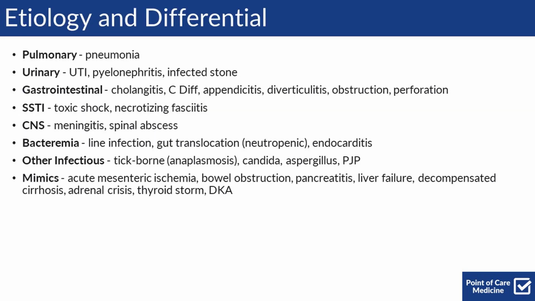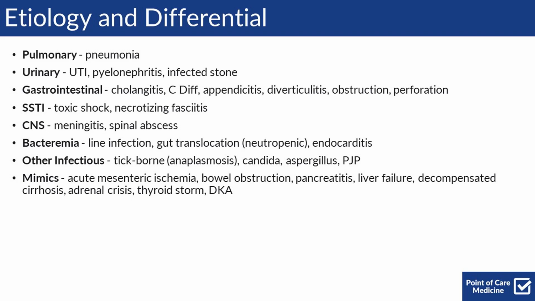For your etiology and differential for sepsis, pulmonary sources include pneumonia. Urinary sources can be UTIs, pyelonephritis, or an infected stone. Gastrointestinal causes can be cholangitis, C. diff, appendicitis, diverticulitis, obstruction, or a perforation. Skin and soft tissue infections can be caused by toxic shock or necrotizing fasciitis, leading to sepsis. CNS causes can include meningitis or a spinal abscess.